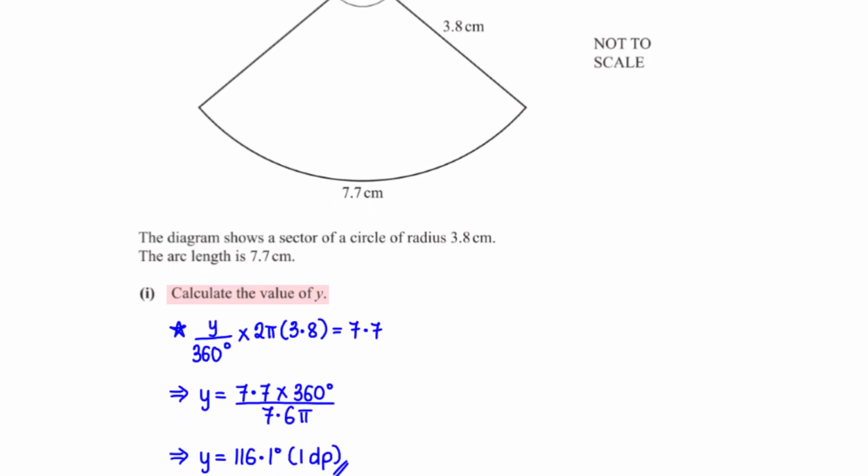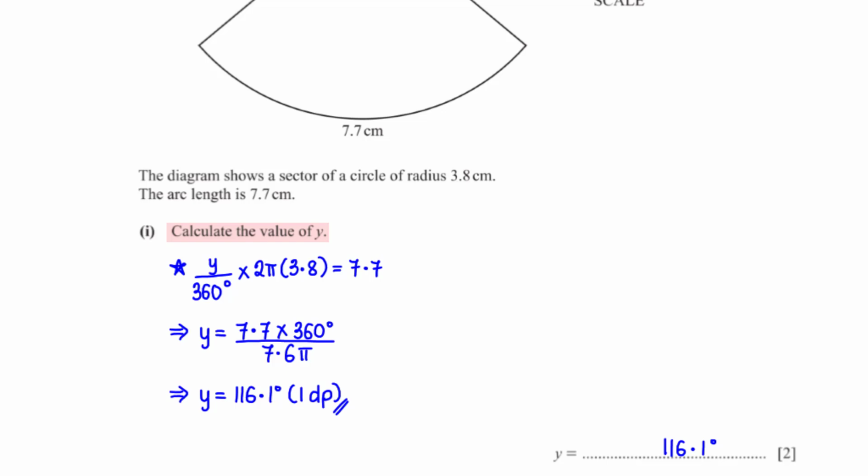The arc length formula is arc length equals theta over 360 degrees times 2 pi r. In this case, we've been given the arc length as 7.7 centimeters and the radius as 3.8 centimeters. Theta has been given as y and this is what we want to find. When we make y the subject, this is what we get. When we type this into the calculator, we get 116.1 degrees rounded to 1 decimal place.